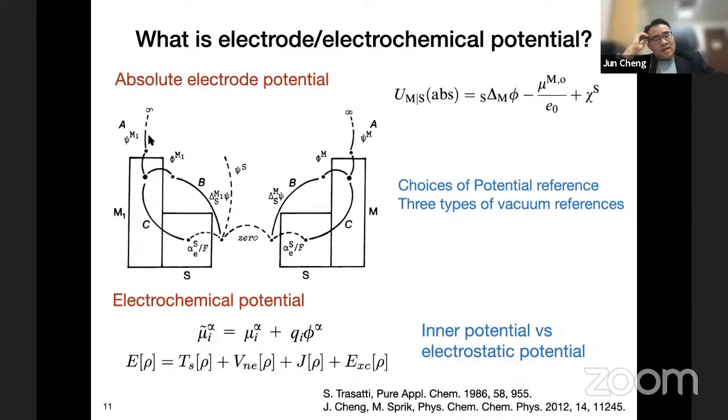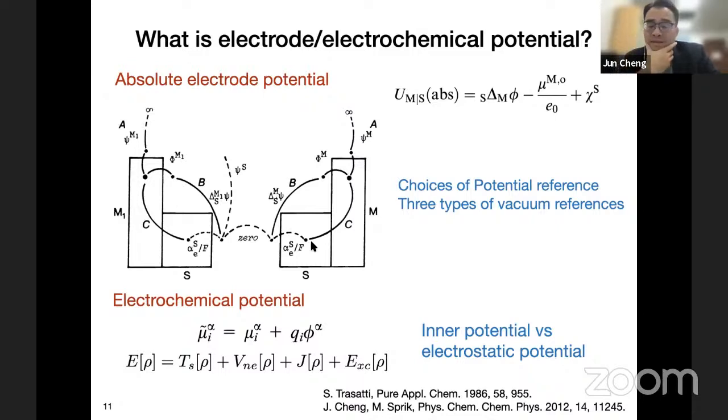In many computational works, we very often forget about the differences between these vacuum references. They actually are very different. In electrochemistry, Professor Trasati explicitly explained that, and also compared different potential references, and explicitly said that the vacuum just outside the electrolyte solution surface is a very good and suitable reference for electrochemistry. So I guess since then we agree that in electrochemistry we choose the vacuum outside the solution as a reference, not the vacuum outside the metal or semiconductor electrode, and also not the vacuum at infinity. So that's really key.